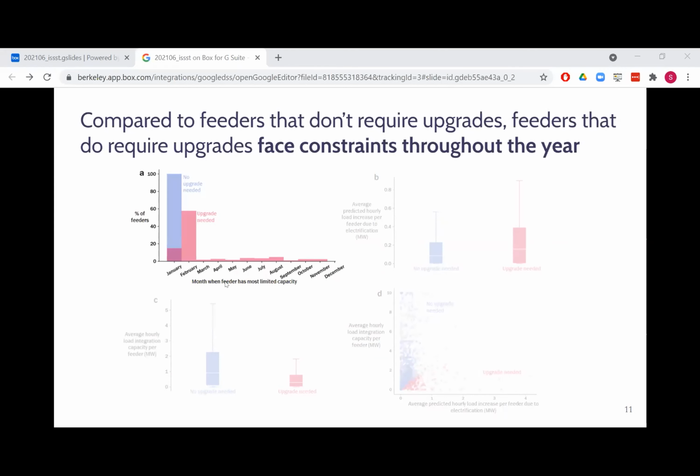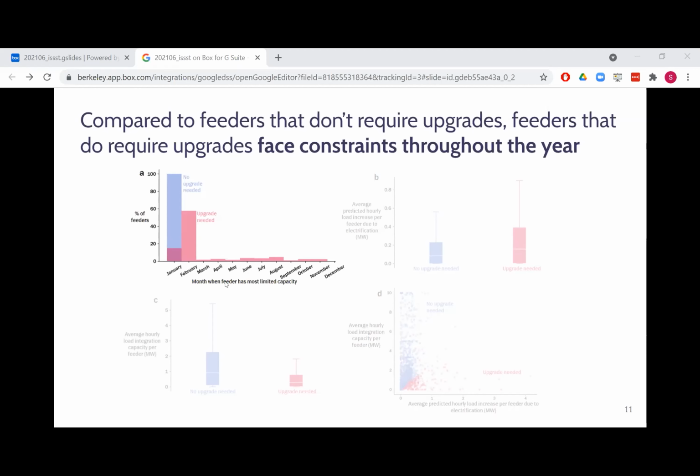The next few slides look at the feeders that require upgrades relative to the feeders that do not. In figure 3A on the top left, what we mean by the month when the feeder is most constrained is the month in which the feeder's capacity is most limited once you consider the additional electricity demand due to heating. For the feeders that don't require upgrades, you can see that almost entirely they face constraints during the winter month of January, which validates the conventional wisdom that heating electrification is going to shift demand to the winter.